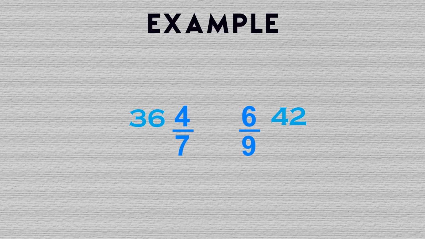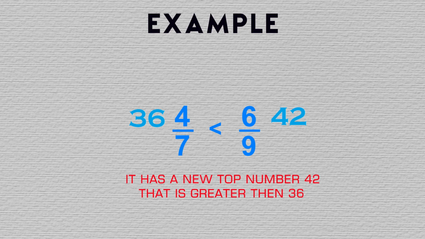Now you have 4 over 7, 6 over 9 and the two new top numbers as 36 and 42. Wow! It's easy to see that the fraction 6 over 9 is greater because it has a new top number 42, which is greater than the new top number 36.